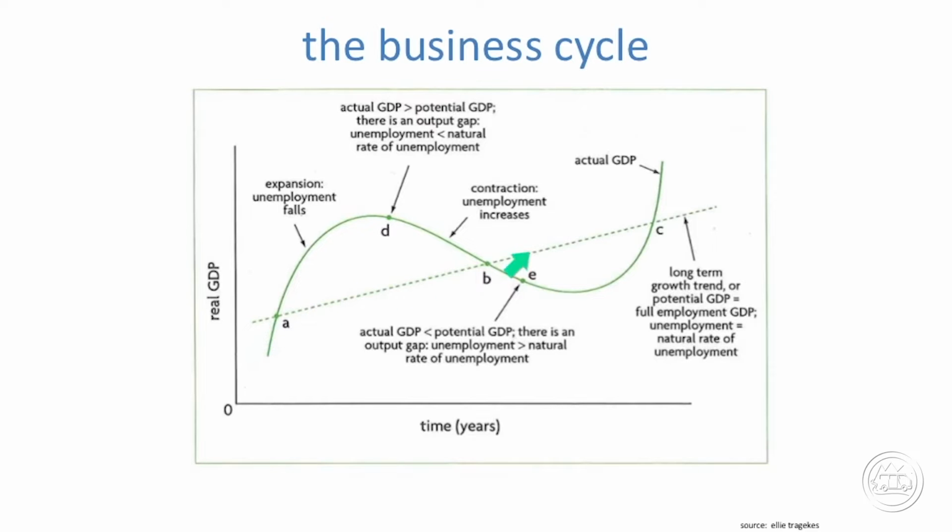Now here, her dotted line, this is the long-term growth trend, right? Or the potential GDP equaling full employment GDP, which is where unemployment equals the natural rate of unemployment. What does that mean? That sounds confusing. Now, this line right here represents 2% growth, 2% inflation, and 5% unemployment. That's the ideal. Remember, the ideal situation for a government is 2% growth, 2% inflation, 5% unemployment. That growth line is ideal. This would be 2% growth, 2% inflation, and 5% unemployment.